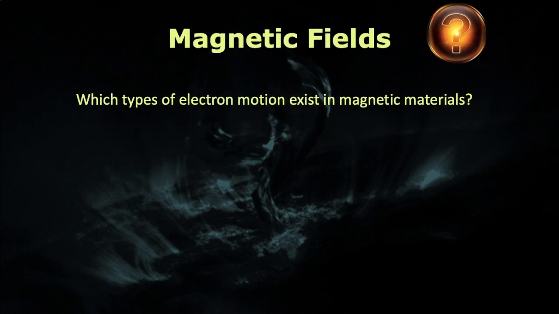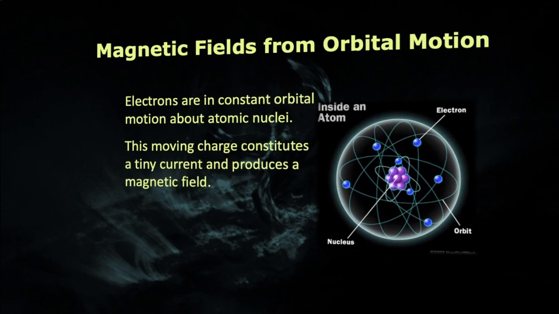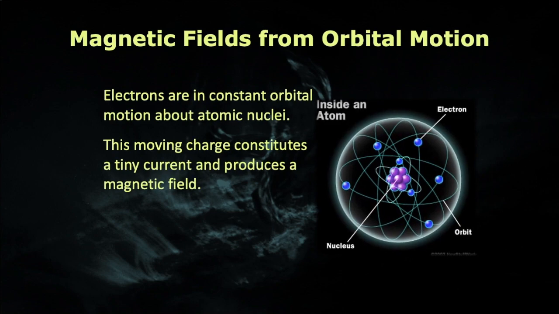Our next question is, what types of electron motion exist in magnetic materials? First, electrons are in constant orbital motion about atomic nuclei. This moving charge causes a tiny current and produces a magnetic field.